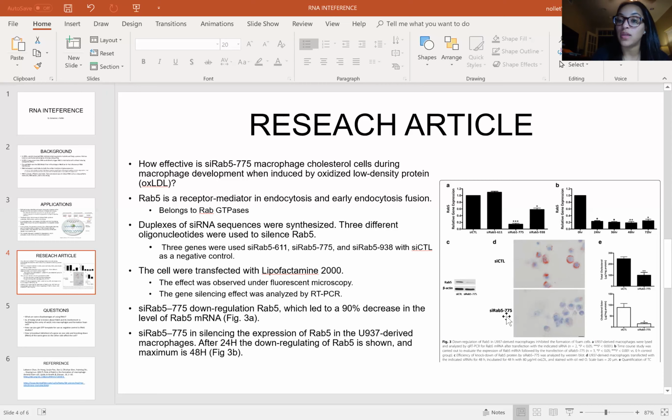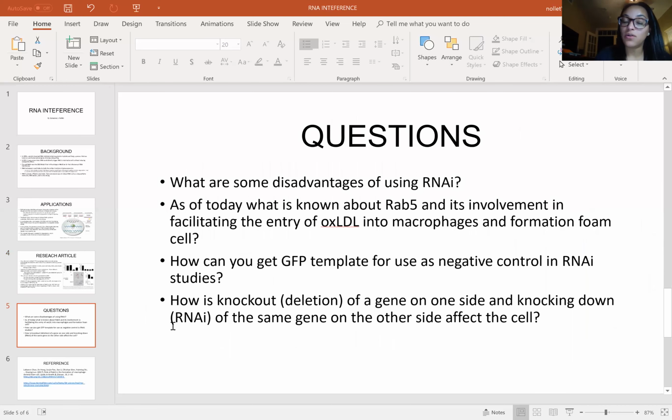And here, when they used the short interference RAB5 on these cells, you can see that there was zero observation of the Oil Red O staining. And finishing this article, there were a couple of questions that I added to the slides.